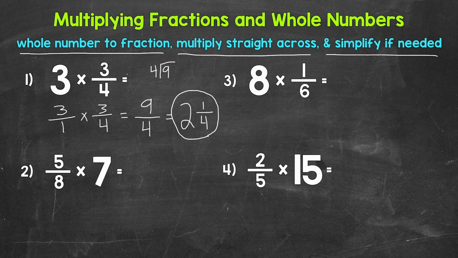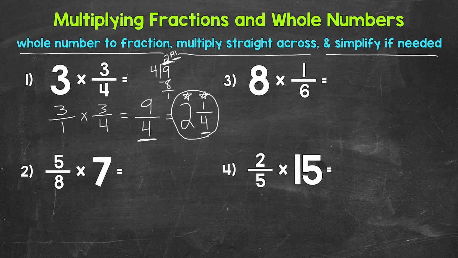So how many groups of 4 in 9? Well, 2. That gets us to 8. So multiply now. 2 times 4 is 8. Subtract, we get a remainder of 1. 2 is our whole number right here. And then that remainder of 1 is the numerator of our fractional part. Then we keep that denominator of 4 the same.